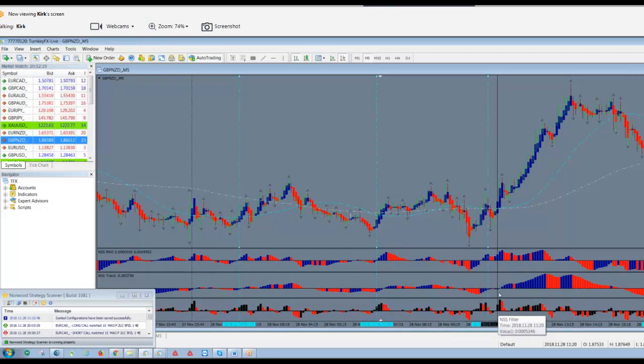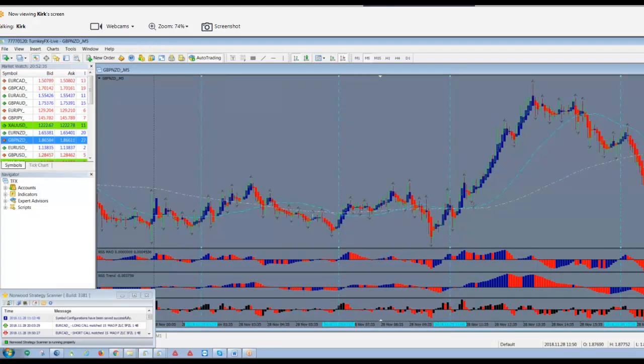That one is crossed also. You could have entered on either one of those bars. Let's see, it went up 17 pips, came back to about break even. So you may have got in and then got out.